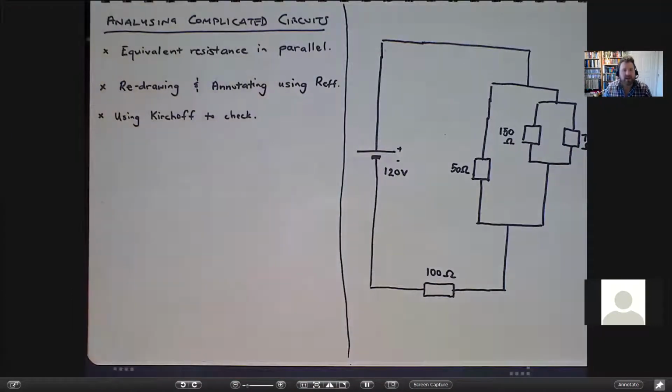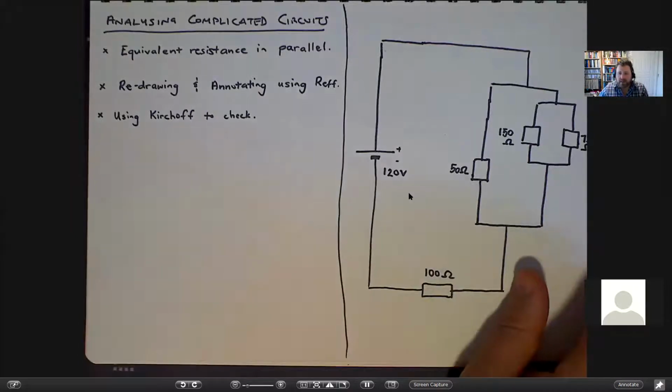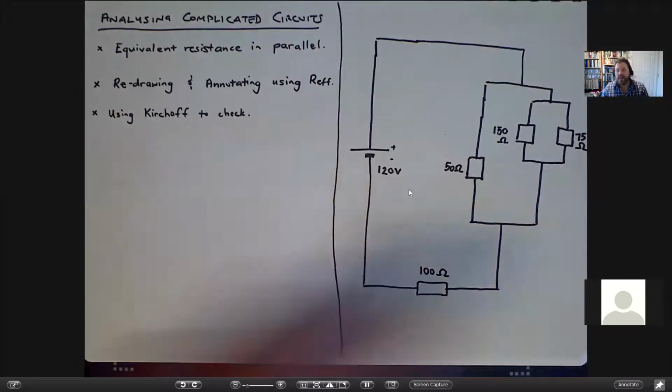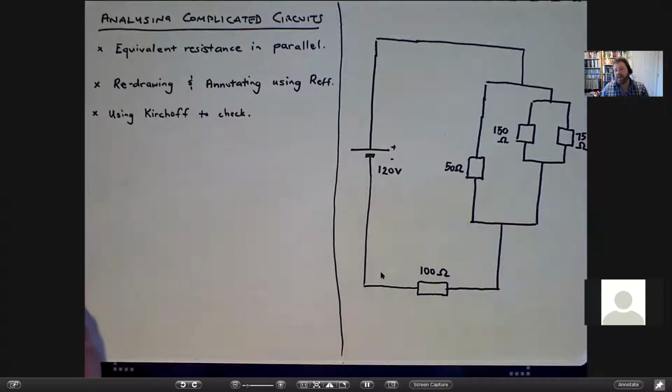So today we're going to look at how to analyze complicated circuits. The aim of this subsection of the course, this couple of weeks, is that I want to be able to give you pretty much any circuit at all, and I need you to be able to tell me all sorts of things about it.